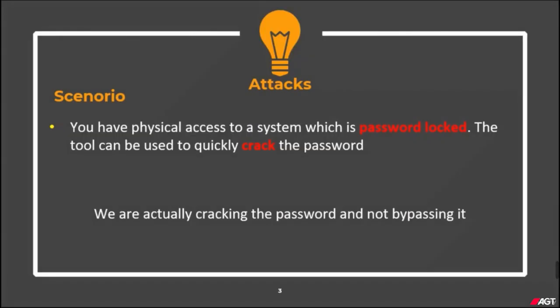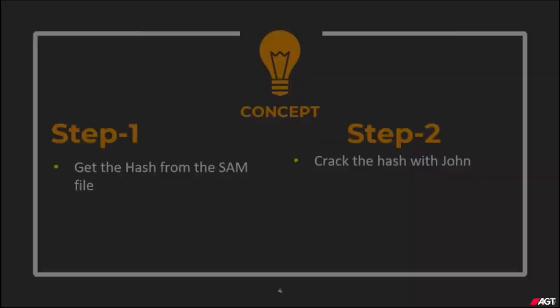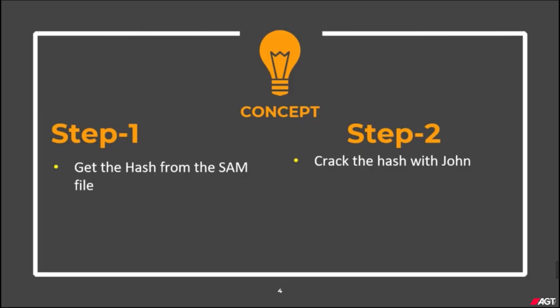This tool is useful in a scenario where you have physical access to a system which is password locked. It can be used to quickly crack the password. Remember, we are actually cracking the password and not bypassing it, and it may take some time. The attack will work in two steps. In step 1, we are going to get the hash from the SAM file, and then we are going to crack the hash with John.